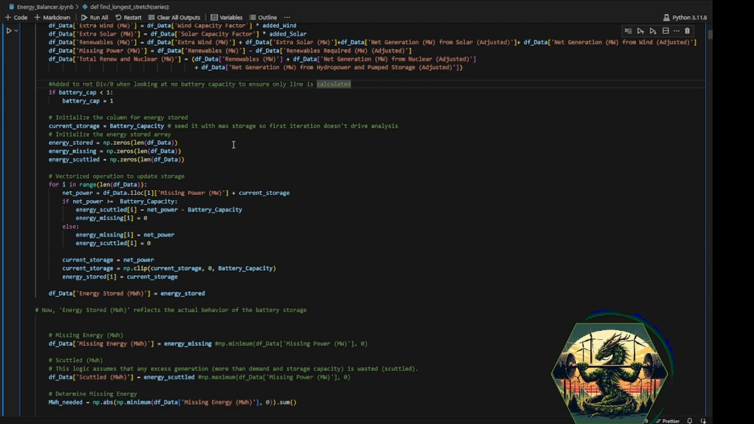And then I look at the energy stored, energy missing, and energy scuttled. So how much energy is storing, how much energy do we have to make up with storage, and then how much energy is wasted because you're going to have a top capacity of energy stored.